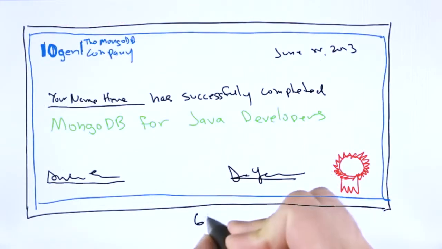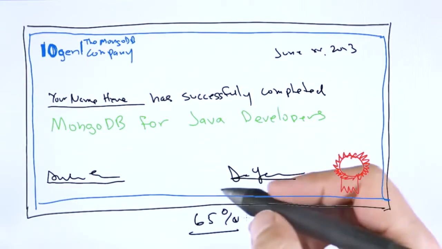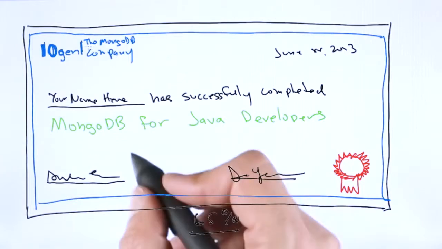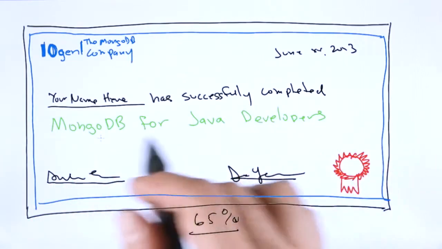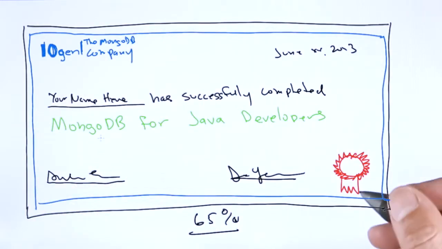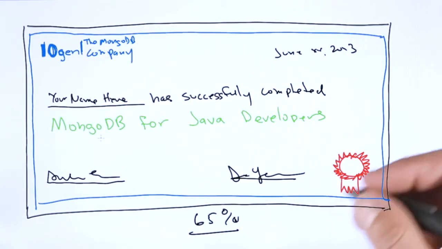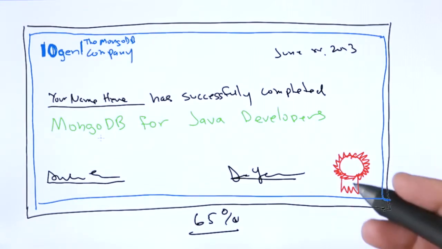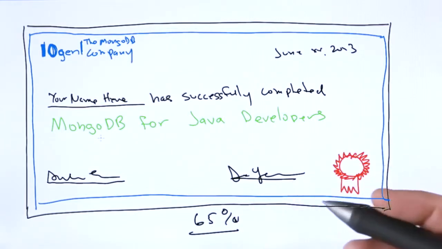And for those who get 65% or better in the course, we offer a certificate of completion from m101j saying that you successfully completed the m101j MongoDB for Java developer class. And it'll look a lot nicer than this. It's going to be a PDF certificate with some authentication information on it that you can download at the end of the course. And this will be available probably a few weeks after the course ends for those who successfully complete the course.